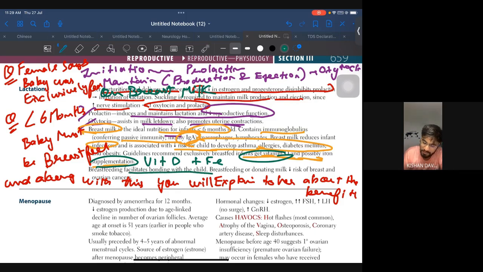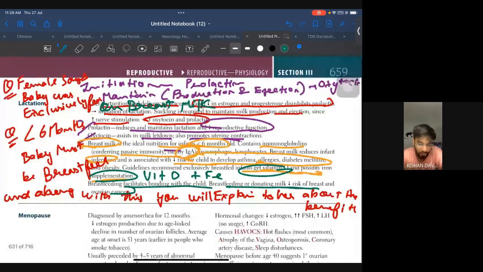Breastfeeding facilitates bonding with the child. Breastfeeding or donating milk decreases the risk of breast and ovarian cancer. Okay, so this is all about lactation.